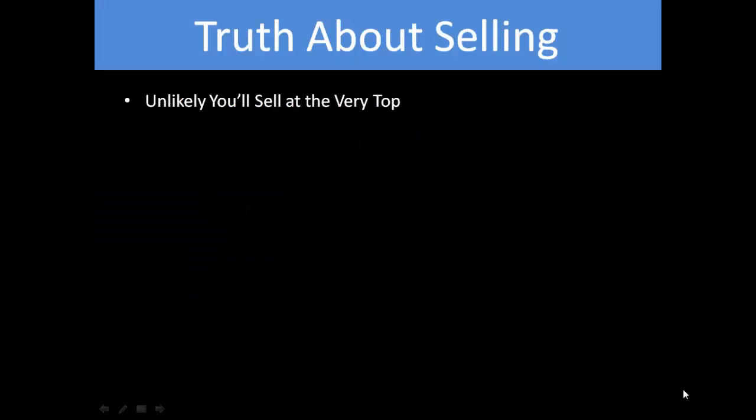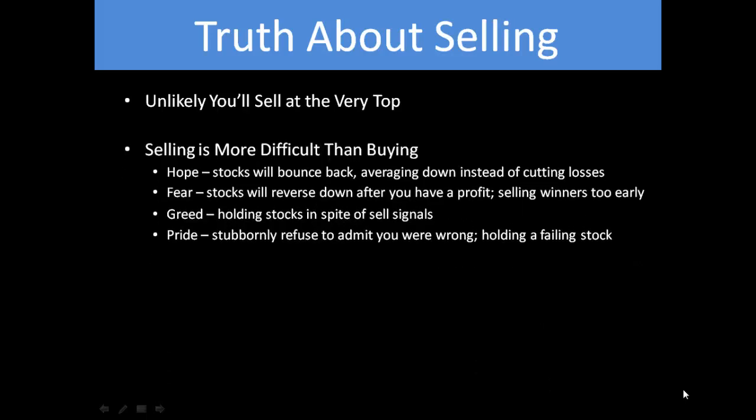As far as selling goes, you're very unlikely to sell at the top, just like you're unlikely to buy at the bottom. And selling is a lot more difficult than buying because you have hope, greed, fear, and pride. All your emotions start to come into play. You hope the stock will bounce back if it's down, and so you do something foolish like average down instead of cutting your losses. Or fear will overcome you and the stock will reverse down after you have a little profit, and you'll sell it because you're desperate to keep what little you have, and then it goes back up without you. I don't know anybody that has not happened to.